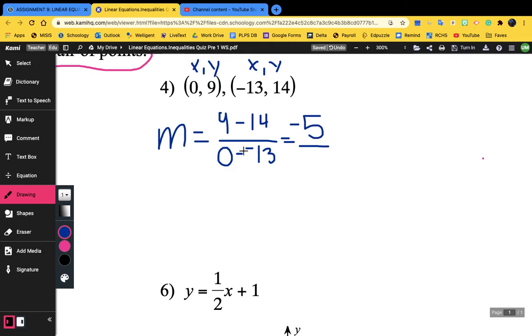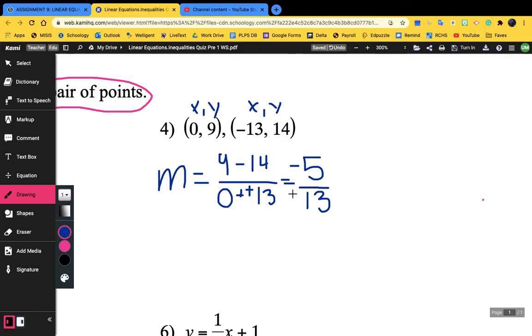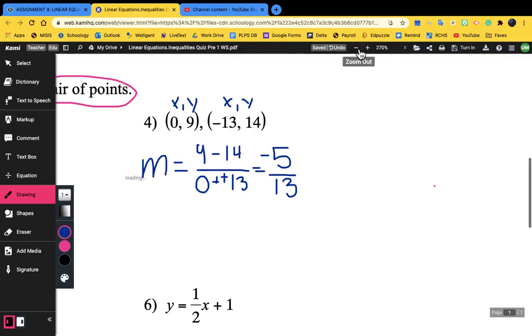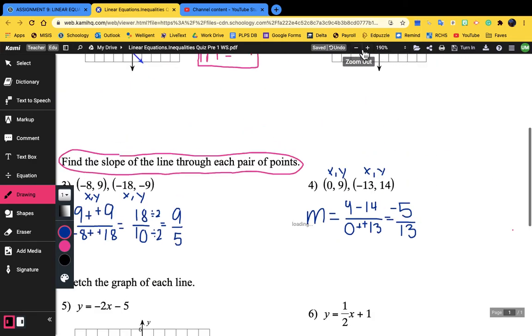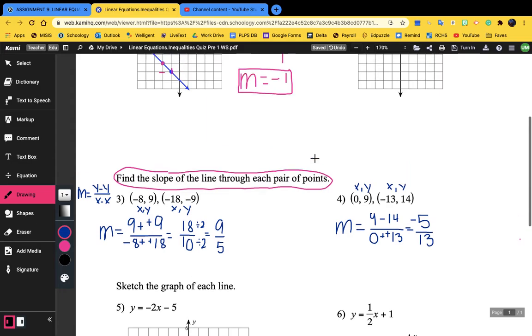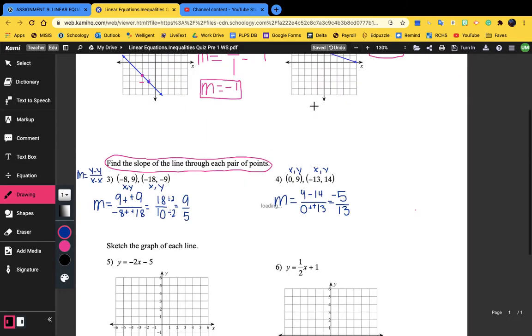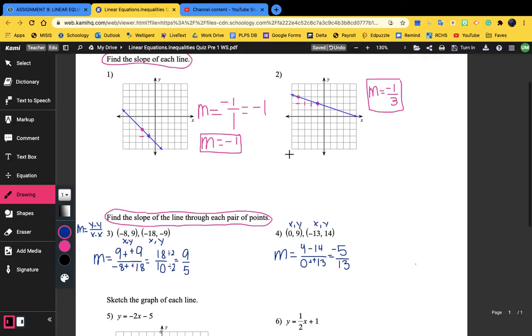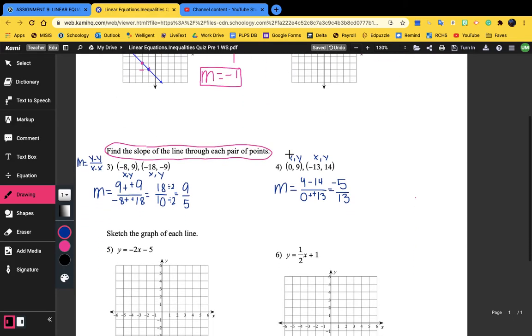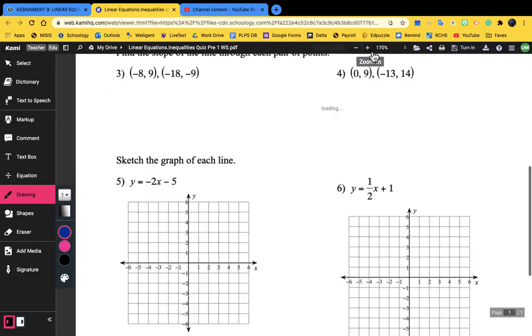Negative, negative, remember guys, becomes plus, plus. 0 plus 13 is 13. And look at that, there's my slope for number 4. Right? And I will definitely get a question like that on the quiz, everyone. For sure, you'll get a question like that on the quiz. Okay, 4 down, 2 to go.